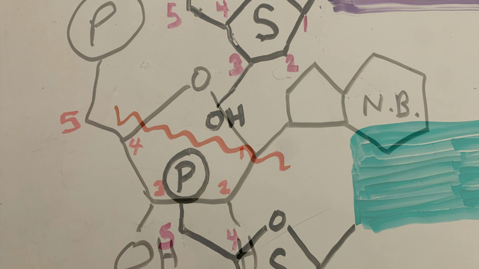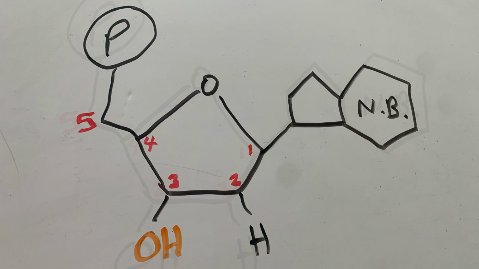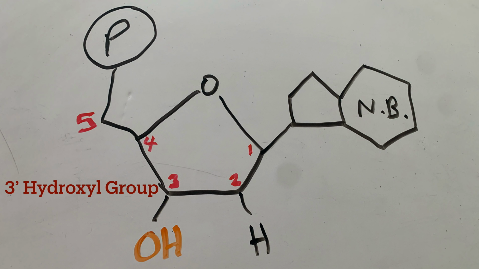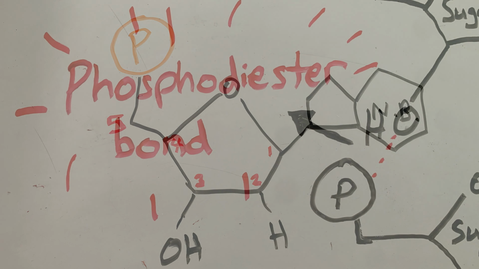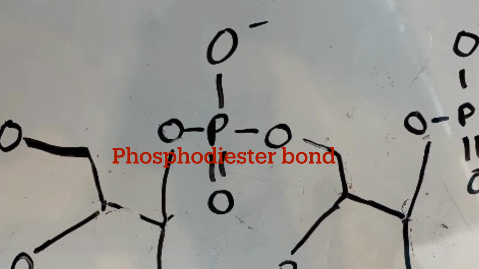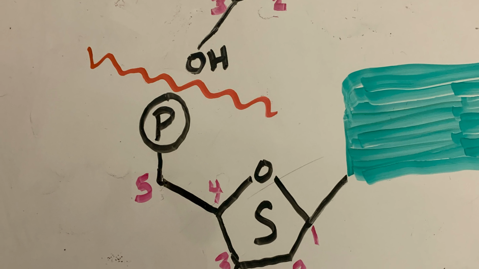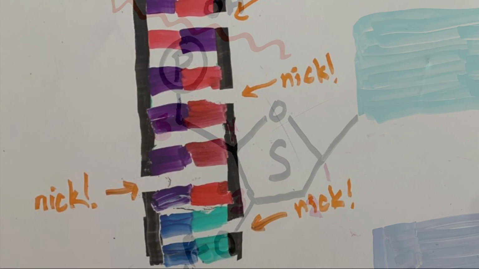If we zoom in to the individual pieces of the backbone, we can see that the sugar molecule always has a hydroxyl group off of the third carbon, and a phosphate group off of the fifth carbon. These two groups, when bonded together, form a phosphodiester bond. This bond is what holds the backbone together. A broken phosphodiester bond is what results in a nick.